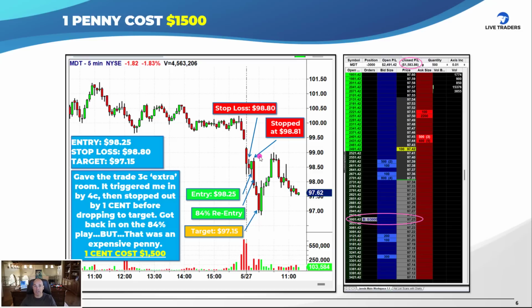This is in the same week. 1 penny on one trade, $1,500. 3 pennies on another trade, $3,000. 1 penny on this trade, $1,500. You can't make this stuff up. Give it more room, give it less room. Sometimes the market gets you by the short hairs.